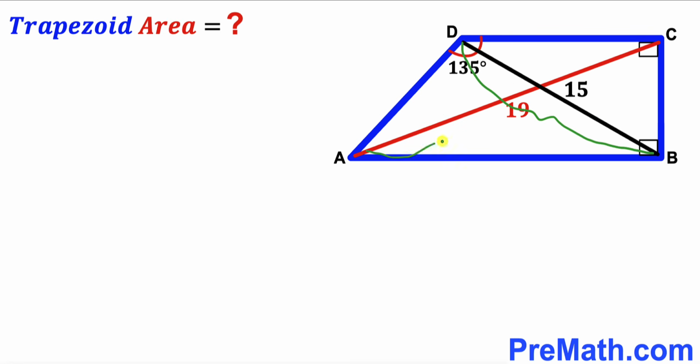We have this trapezoid ABCD along with these diagonals BD and AC, as you can see in the given diagram, such that diagonal AC length is 19 units, whereas diagonal BD length is 15 units. Moreover, angle ADC is 135 degrees. And furthermore, these are our 90 degree angles. Now our task is to calculate the area of this trapezoid ABCD.